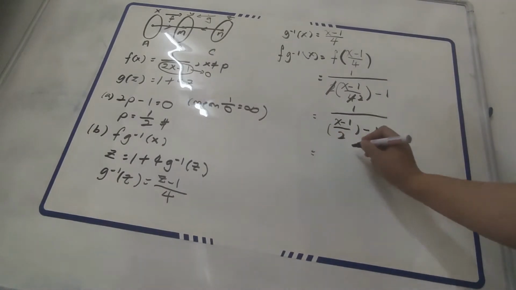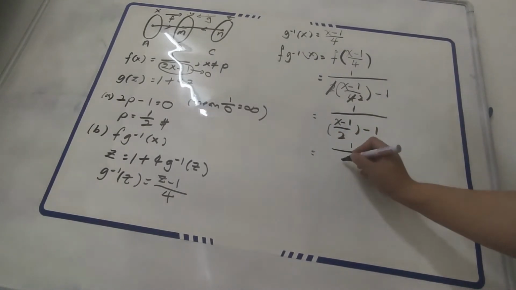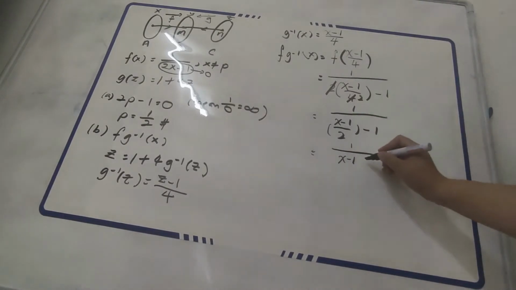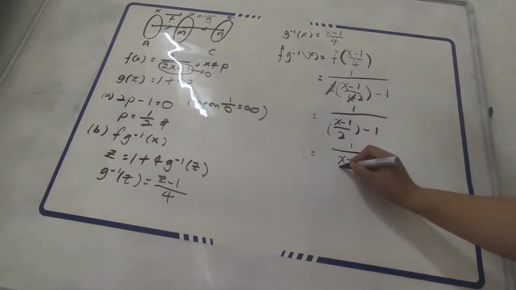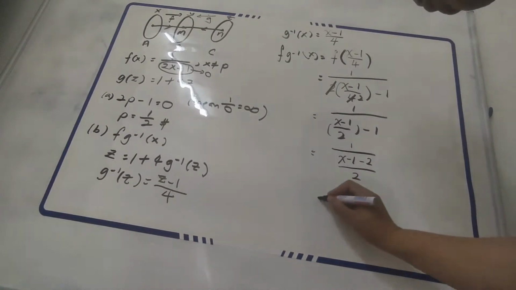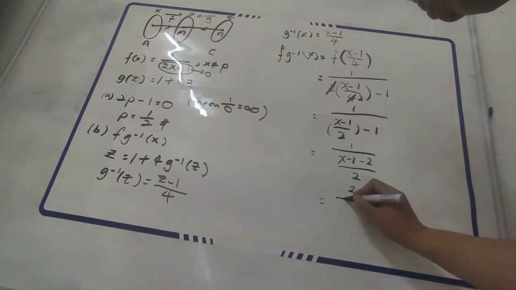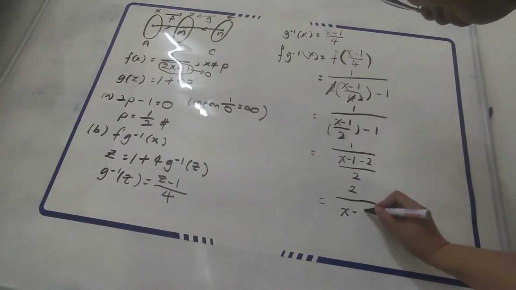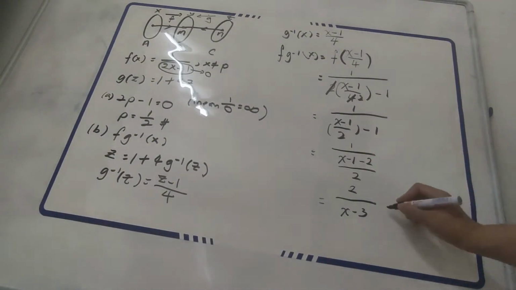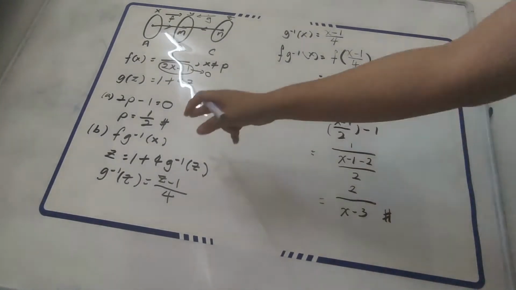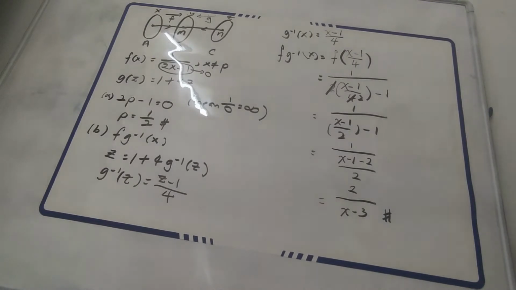So also equals 1 over (x minus 1 minus 2) over 2. So it equals 2 divided by (x minus 3). So this is the answer for the first part of B.